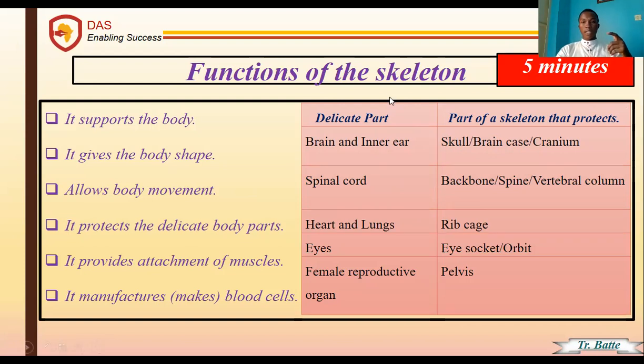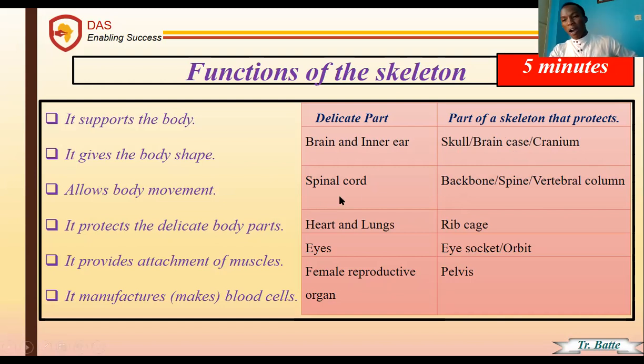Yesterday I told you cranium, and I said cranium are those bones which make up the skull, or bones of the skull. So when they ask you which body organ is protected by cranium, you say brain, or you say inner ear. Brain case, it is the same thing with the skull. We have the spinal cord.